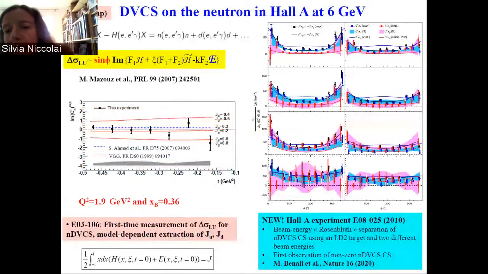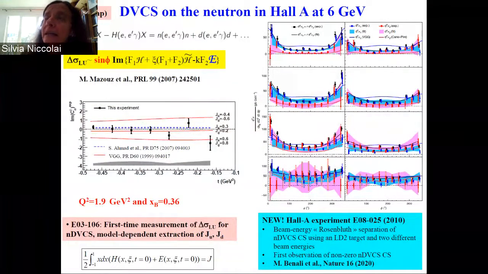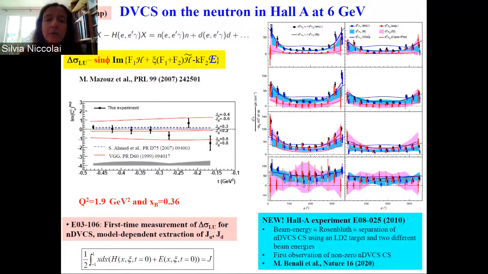The interest in nDVCS has been brought up thanks to the measurements that were performed at 6 GeV in Hall A. Hall A measured scattering on a deuterium target, detecting the electron and the photon, and then reconstructing the nDVCS convoluted with the coherent deuterium DVCS, subtracting proton hydrogen data from the deuterium data.